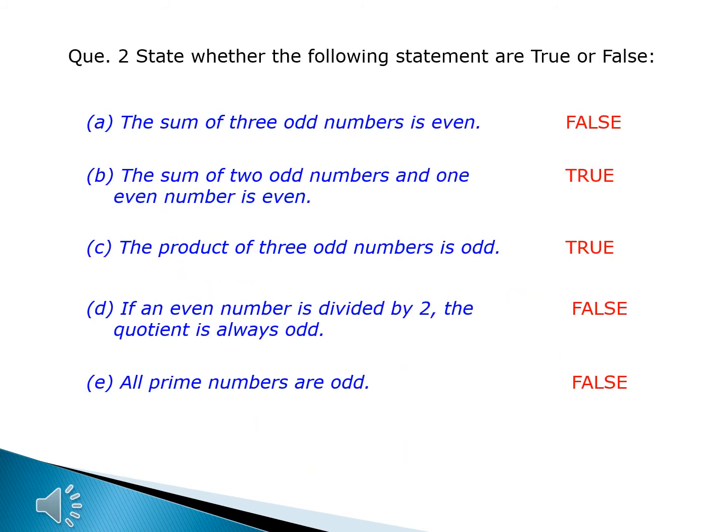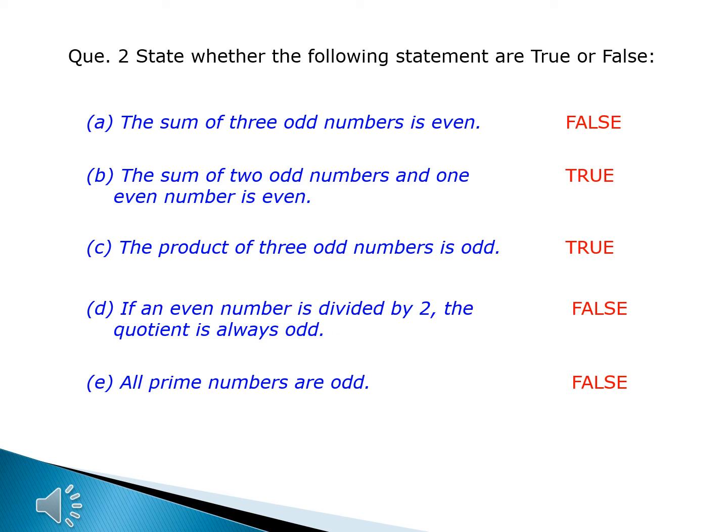Question number 2. State whether the following statements are true or false. The sum of three odd numbers is even. So you can take an example of three odd numbers. For example, I take 1 plus 3 plus 5. So 1 plus 3 plus 5 is 9. So 9 is an odd number, and here it is written the sum of three odd numbers is even. So the statement is false.